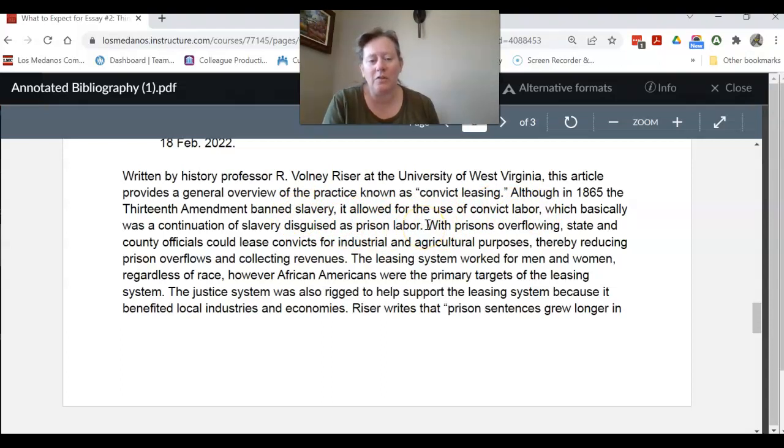With prisons overflowing, state and county officials could lease convicts for industrial and agricultural purposes, thereby reducing prison overflows and collecting revenues. The leasing system worked for men and women, regardless of race. However, African Americans were the primary targets of the leasing system. The justice system was also rigged to help support the leasing system because it benefited local industries and economies. So at this point, all I'm doing is summarizing what's in the article. I don't need to cite it because in the annotated bibliography, it's assumed that you are going to be summarizing the article, okay?